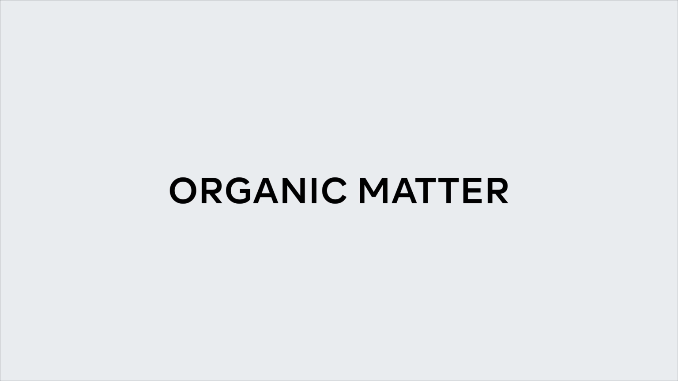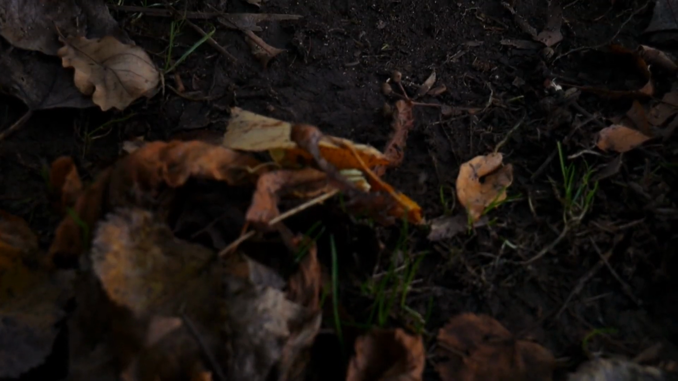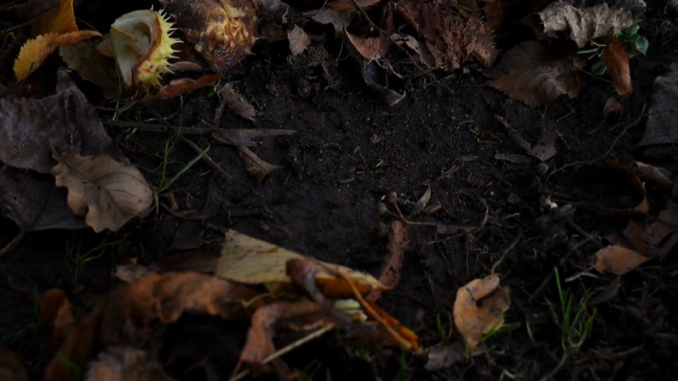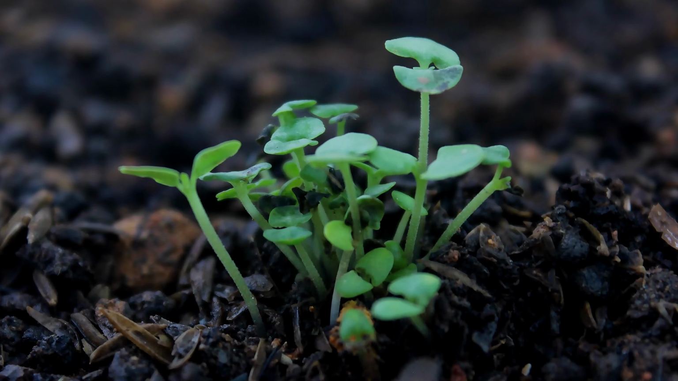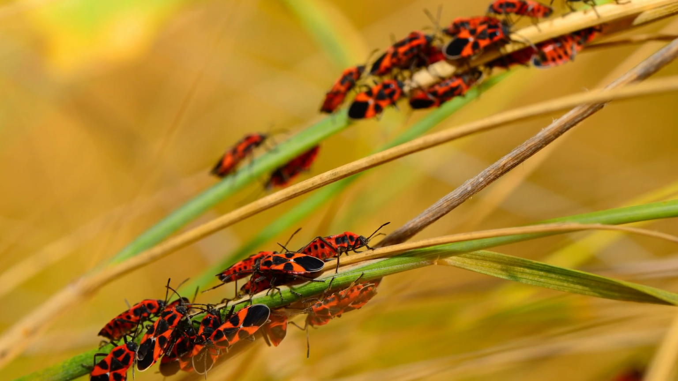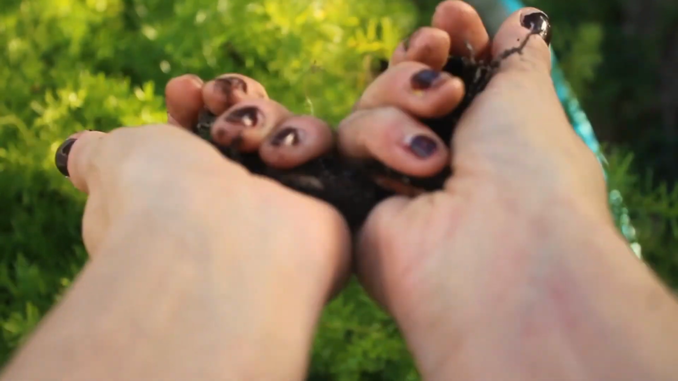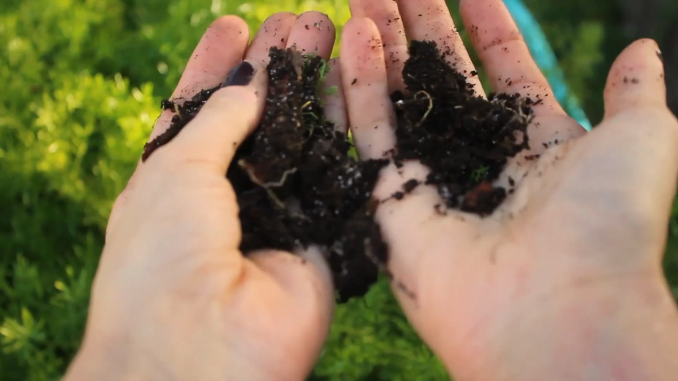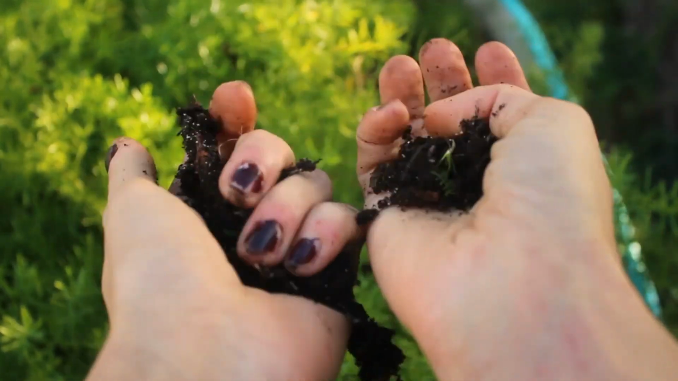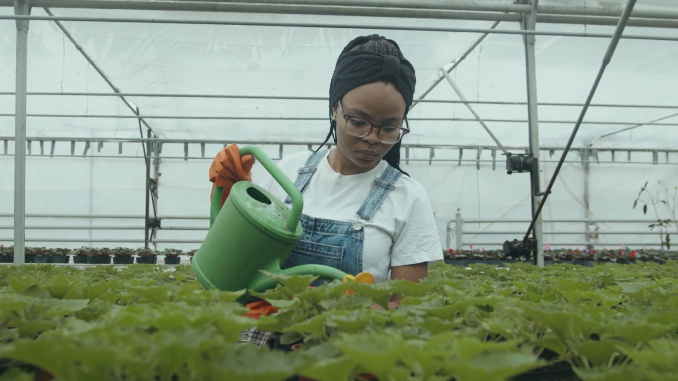Now, what is organic matter? Organic matter is the stuff that comes from once living things like leaves, plants, and even bugs. When these things break down, they add nutrients to the soil and improve its structure. This is why compost made from food scraps and plant waste is great for gardens.